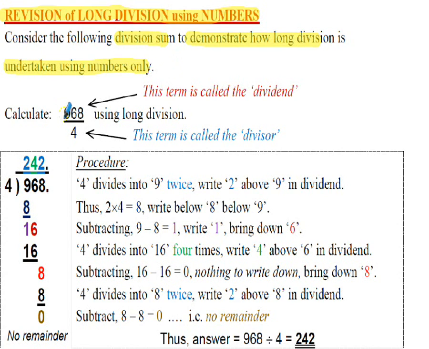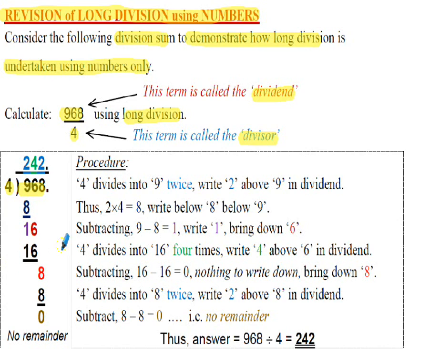We're asked to calculate 968 divided by 4 using long division. For reference, notice the numerator is sometimes called the dividend and the denominator is sometimes called the divisor. So we conventionally write our problem in this format. The 968 is divided by the 4.